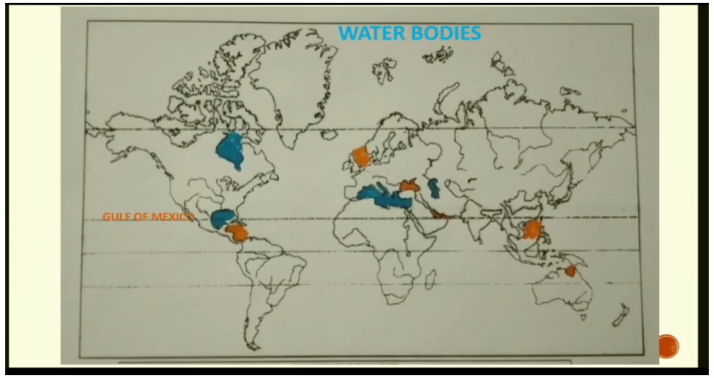This is the Gulf of Mexico. This is blue color, Gulf of Mexico. Now this orange color is the Caribbean Sea. This green color is the Mediterranean Sea. This bottom one, just near the Mediterranean Sea, this portion is the Black Sea. This one is the North Sea. This is the Caspian Sea.